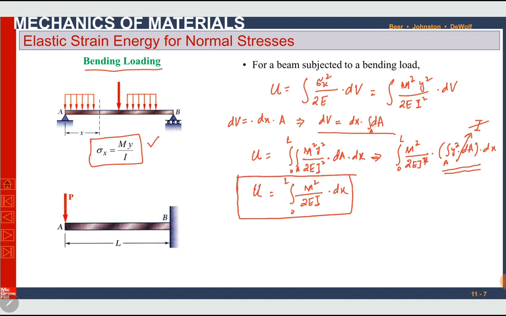Here we have a special case like this one, an end loaded cantilever beam. If I section it here to find the moment, so moment will be equal to minus Px. Here this length is x.